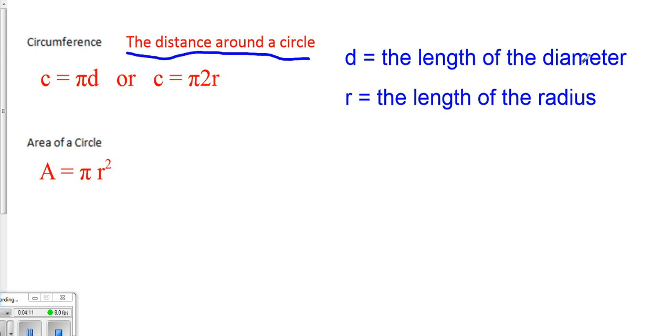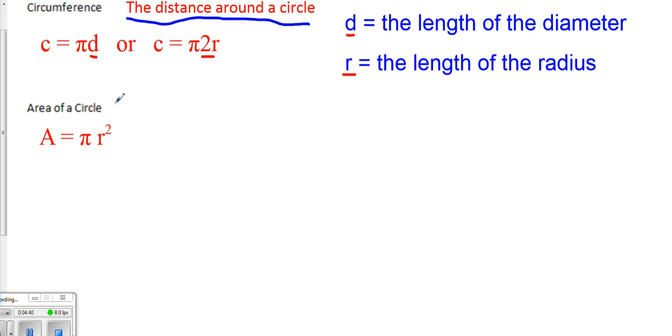If we call the length of our diameter D, and the length of the radius R, then we can call the circumference C. C equals pi times the diameter, or remember the diameter is twice the length of the radius, we can call the circumference pi times 2 times R, because 2 times R is the same thing as the diameter.